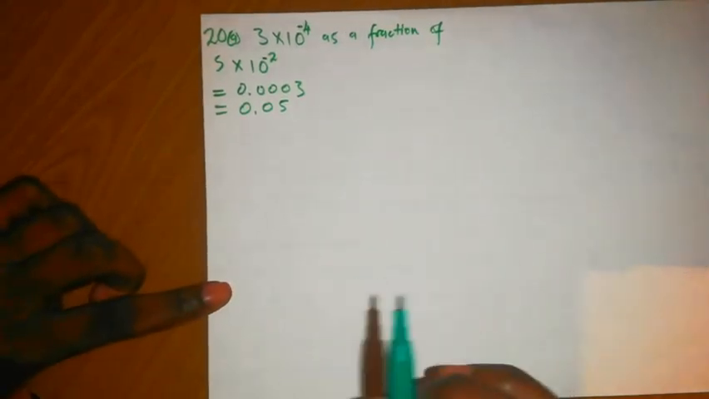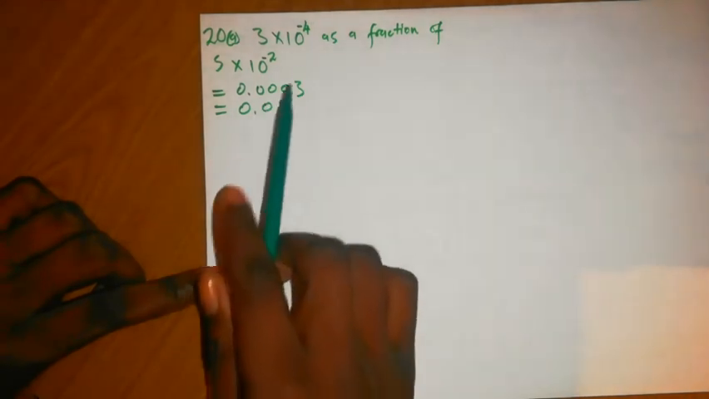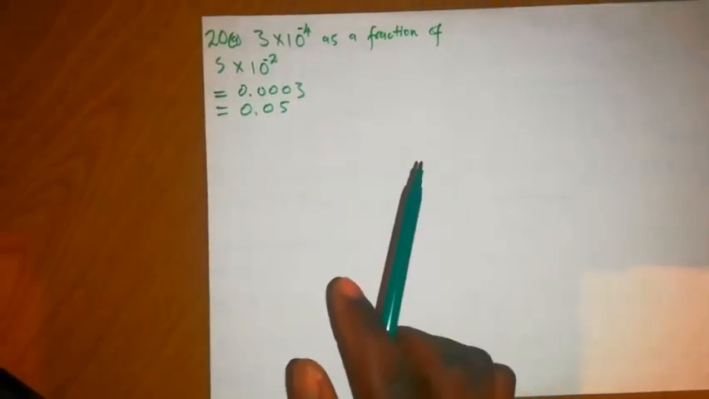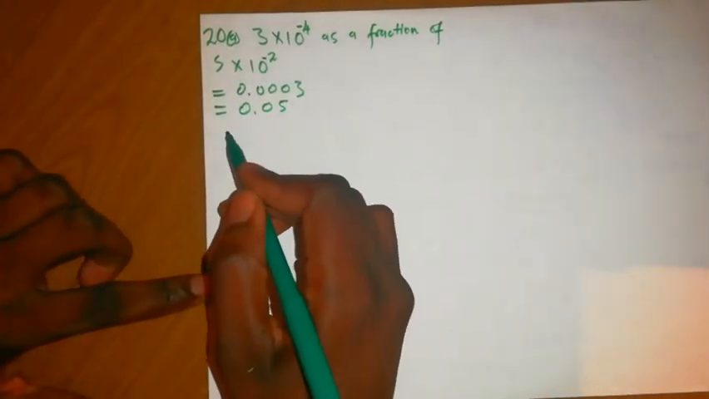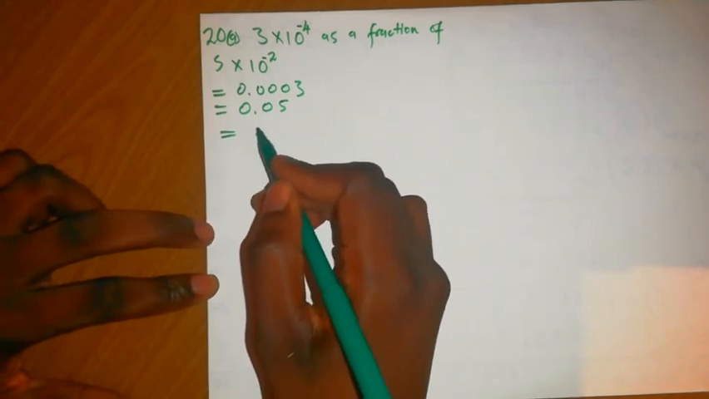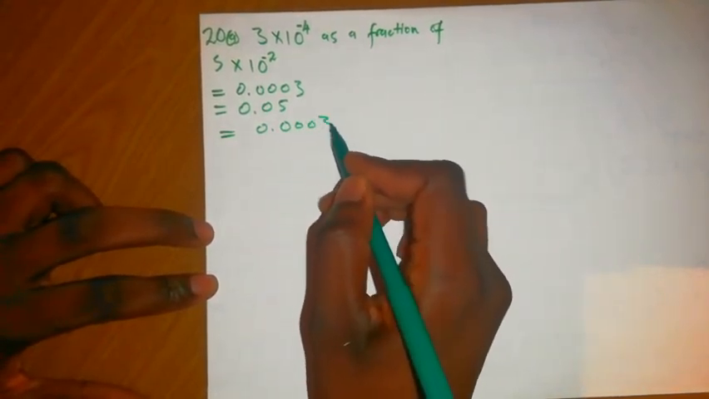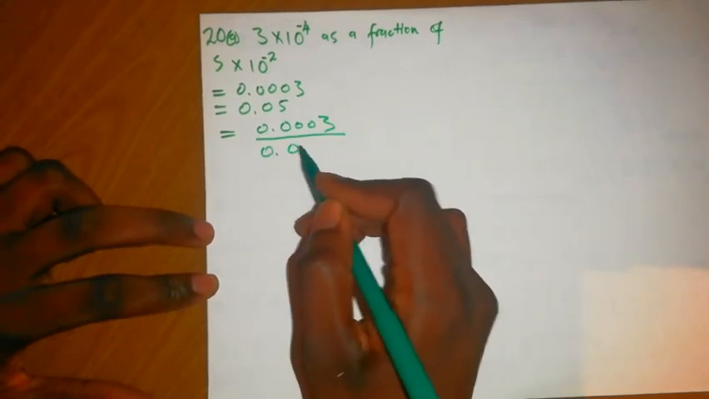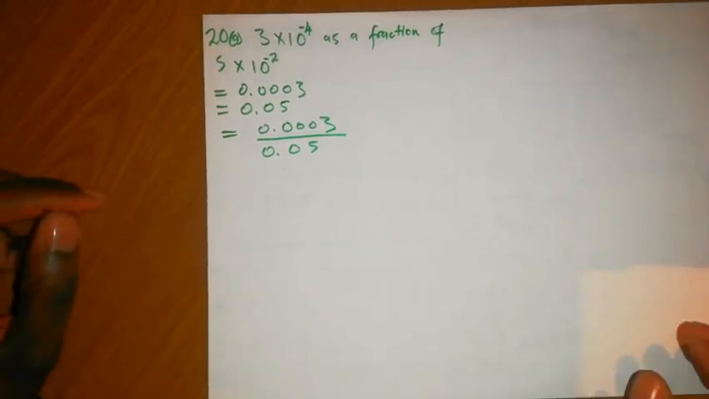Now I want to answer the question. The question is saying express this one as a fraction of that one. So it means that it's this number divided by that one. So I'm going to say it's equal to 0.0003 over 0.05.